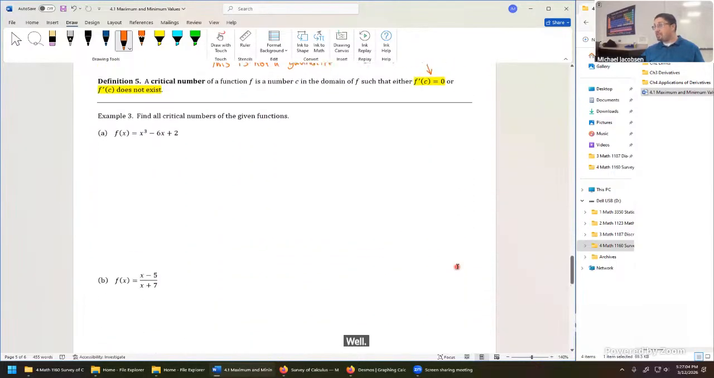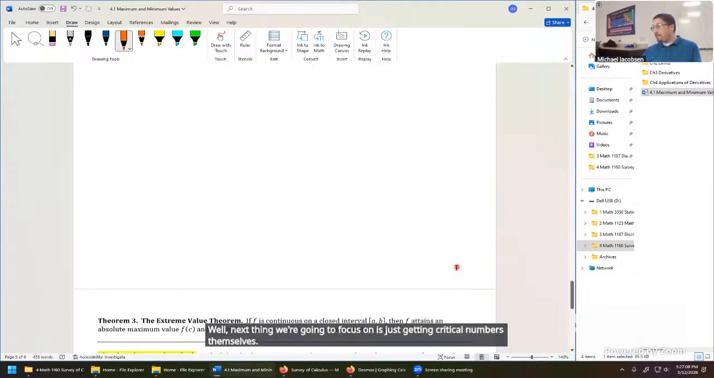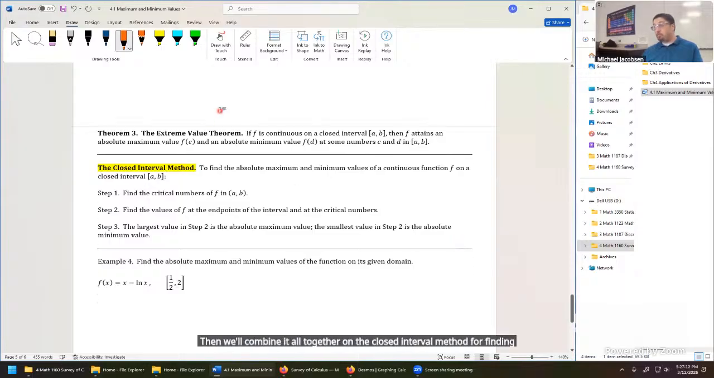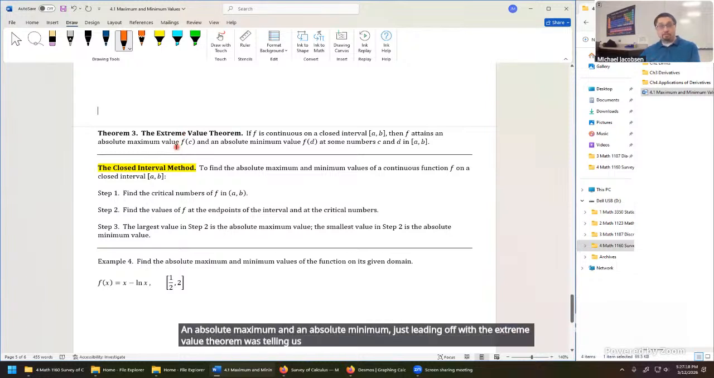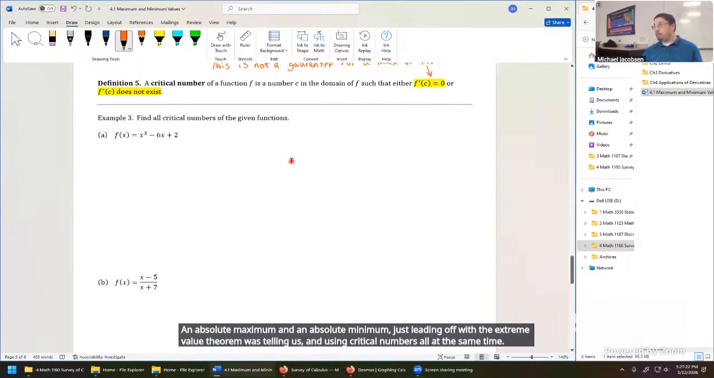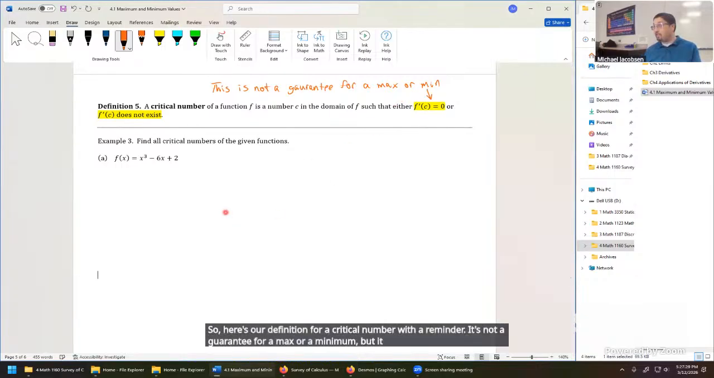Well, next thing we're going to focus on is just getting critical numbers themselves. Then we'll combine it all together on the closed interval method for finding an absolute maximum and an absolute minimum, leading off what the extreme value theorem was telling us and using critical numbers all at the same time. So here's our definition for a critical number, with a reminder it's not a guarantee for a max or a minimum, but it's a place to start looking.